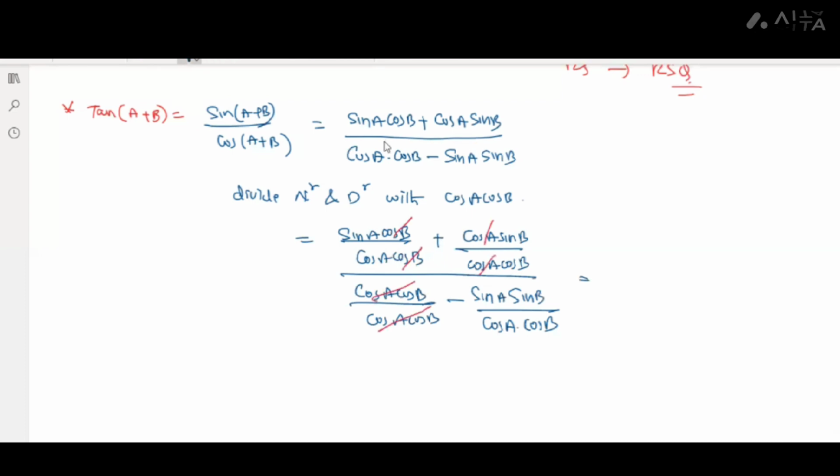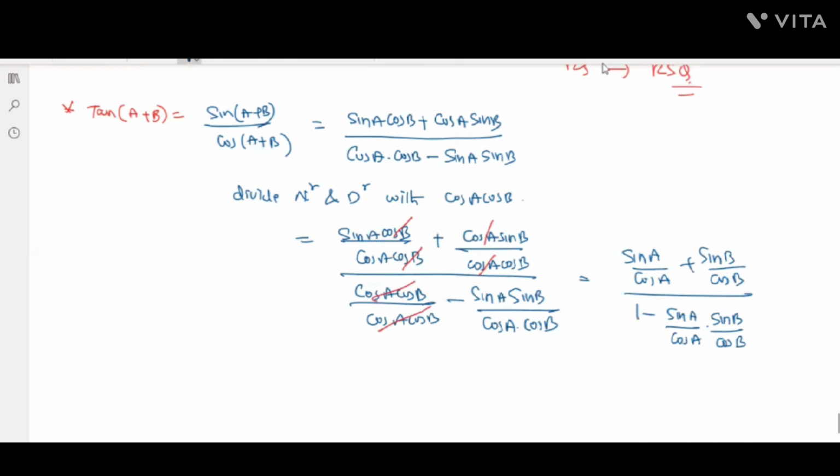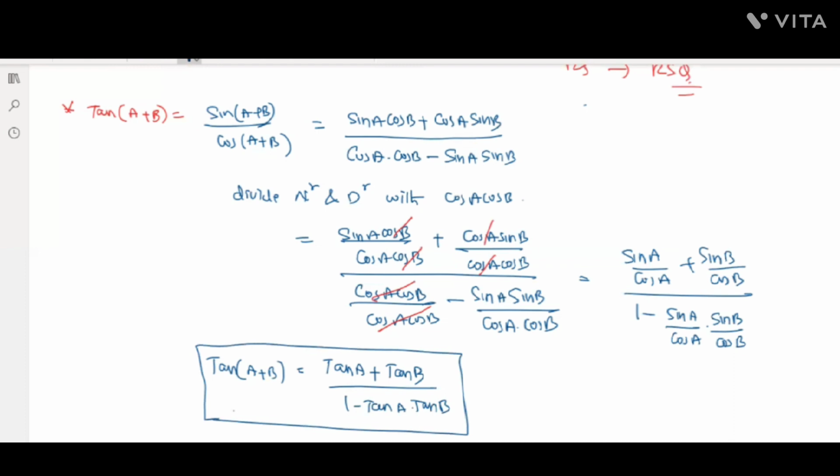So the answer we get is sin A by cos A plus sin B by cos B, divided by 1 minus sin A by cos A into sin B by cos B. So we get tan(A+B) as sin A by cos A, which is tan A, plus sin B by cos B, which is tan B, divided by 1 minus tan A into tan B. This is the way we get the tan(A+B) formula. For A minus B, if you want, replace B by minus B. Otherwise, directly you can proceed the same way, like tan(A-B) as sin(A-B) by cos(A-B).